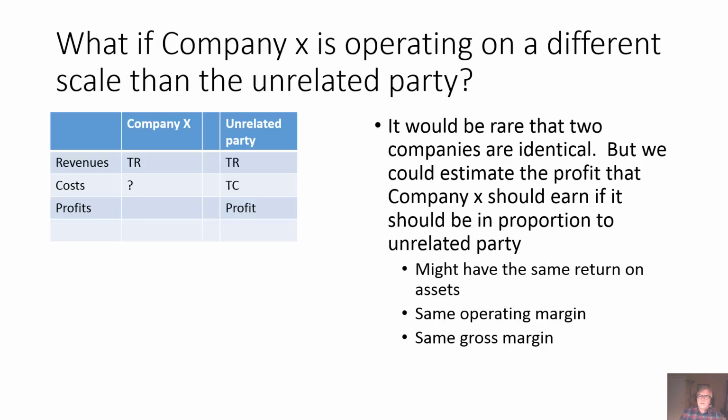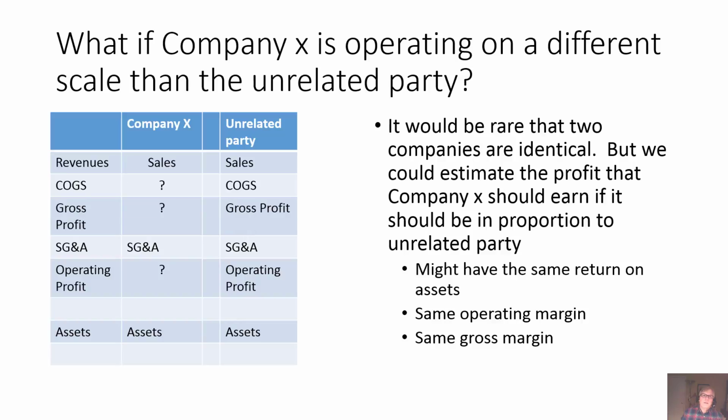And if these companies weren't identical in scale, then we'd have to worry about whether we've got to take into account, measure all of this proportionately. So again, we could solve this problem by thinking about the return on assets or an operating margin or maybe the gross margin as a way to solve this problem. So let's go through that.